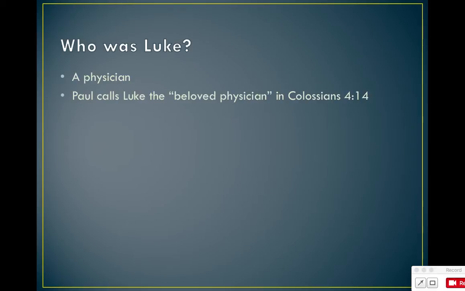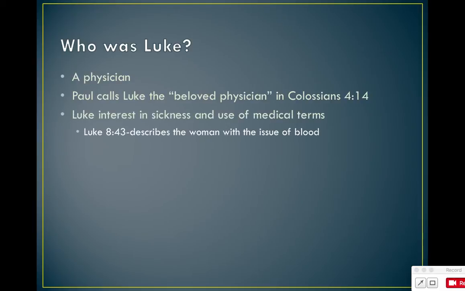Luke is a physician. Luke's interest in sickness and the use of medical terms stands out in both Luke and Acts because he just describes things. So, for example, in Luke chapter 8, verse 43, he describes the woman with the issue of blood in detail. He goes into more detail, and so he describes those things, which would have been of interest to somebody who was a doctor.